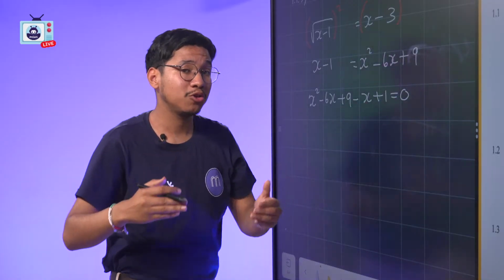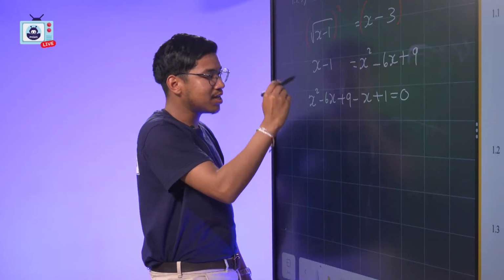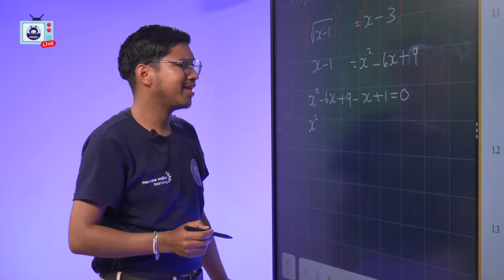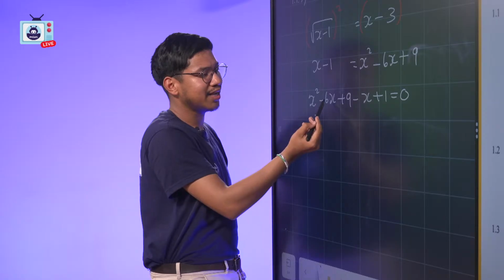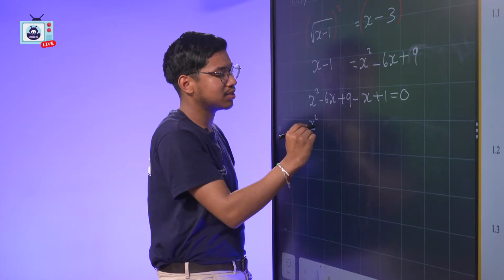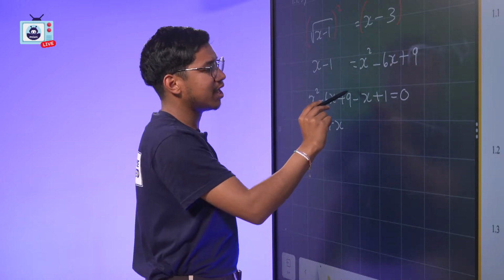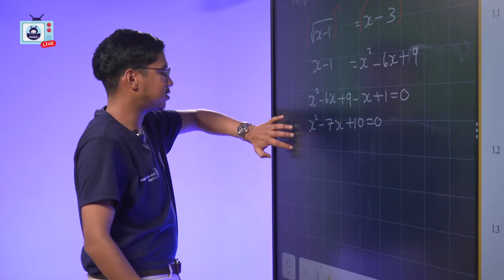Because now I'm looking to use factorization. Okay? I only have one term containing x squared, so I leave it as x squared. Right? Where are my terms containing x? Here's a term containing x. And there's a term containing x. Negative 6x minus x is negative 7x. Right? And now my numbers, I have a 9 and a 1. That gives me plus 10. And I make that equal to 0.